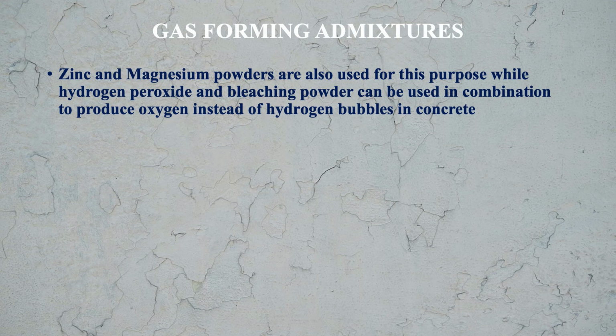Zinc and magnesium powders are also used for this purpose, while hydrogen peroxide and bleaching powder can be used in combination to produce oxygen instead of hydrogen bubbles in concrete. So we saw that aluminium, zinc and magnesium powders can be used to produce hydrogen in the concrete, whereas hydrogen peroxide and bleaching powder can be used to introduce oxygen in the concrete.